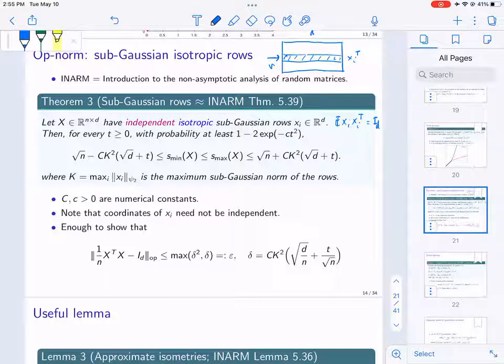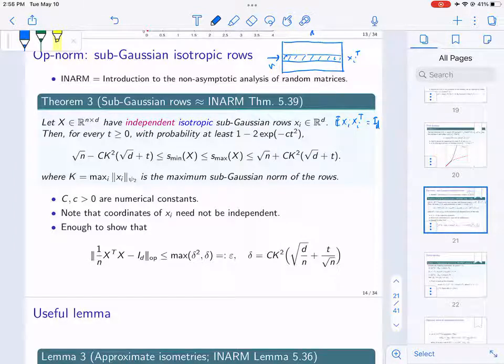Then for every t with this probability, we have this bound. This is the maximum singular value of X. This is the minimum singular value of X. The maximum is bounded by this, and the minimum is bounded from below by that. So if n is much bigger than d, such that this is bigger than, let's say, c, then the smallest singular value would be positive. So the matrix would be full rank, with high probability.